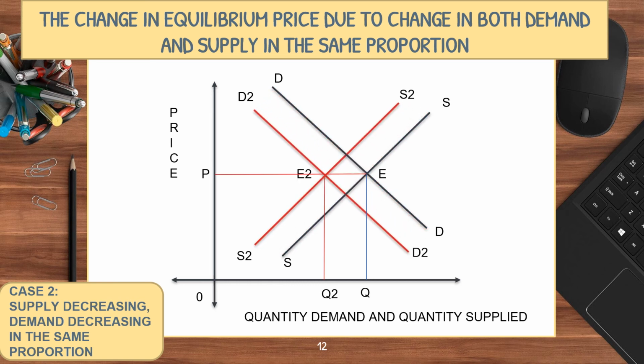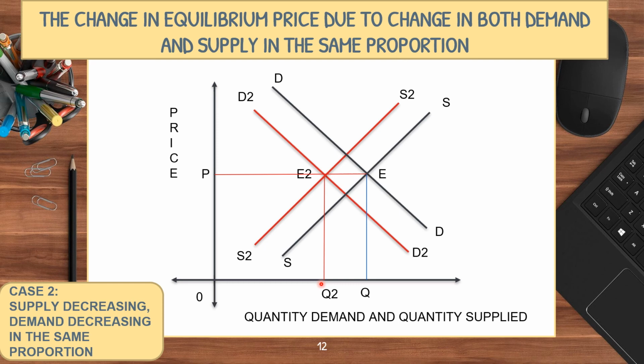Oh, look, the supply and demand curves have shifted backward. The equilibrium point has also shifted from E to E2. The demand curve has shifted backward from DD to D2D2. The supply curve has also shifted from SS to S2S2. And that has brought about a new equilibrium point, E2. However, it is noted here again that the price has not changed. However, the equilibrium quantity has changed. The equilibrium quantity demanded and supplied has fallen from OQ to OQ2.